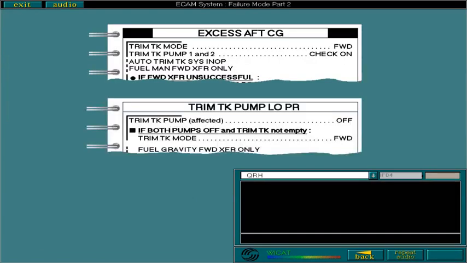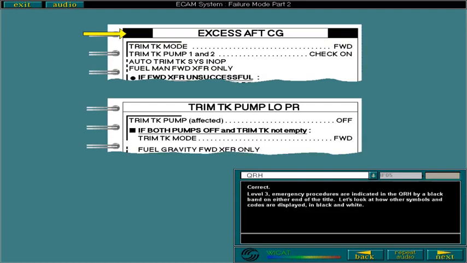Here are 2 procedures from the QRH. Select the one you think is a level 3 failure. Correct. Level 3 emergency procedures are indicated in the QRH by a black band on either side of the title. Let's look how other symbols and codes are displayed in black and white.